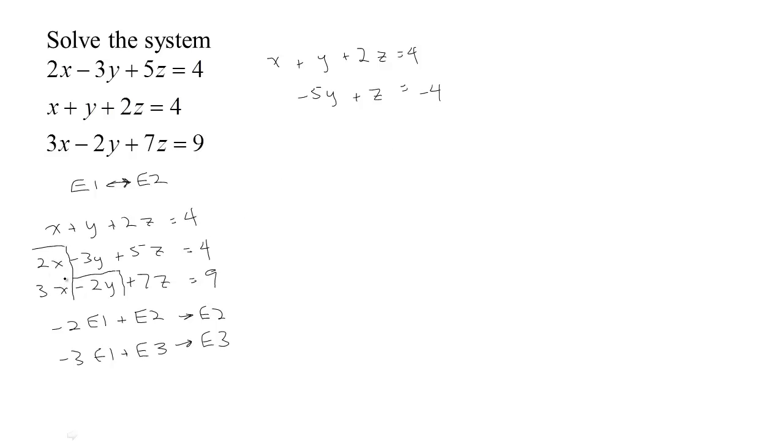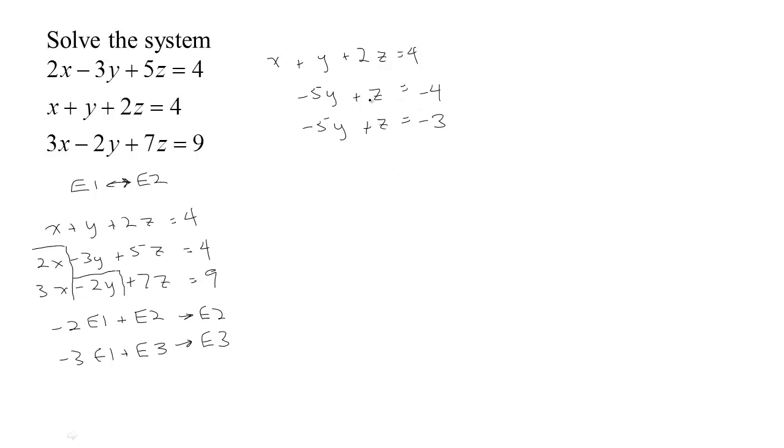Next plan is to take negative 3 times equation 1 and add it to equation 3 to get a new equation 3. So negative 3 times x plus 3x makes no x's. Negative 3 times y would make negative 3y, and negative 2y make negative 5y again. And negative 3 times 2z would be negative 6z plus z. And negative 3 times 4 is negative 12, plus 9 makes negative 3.